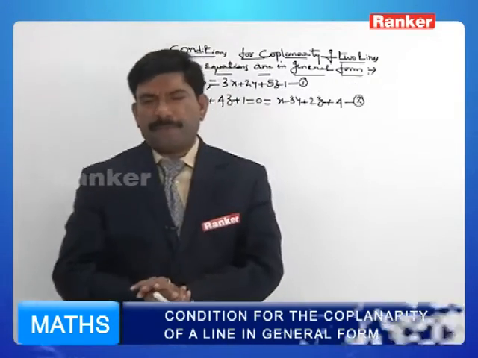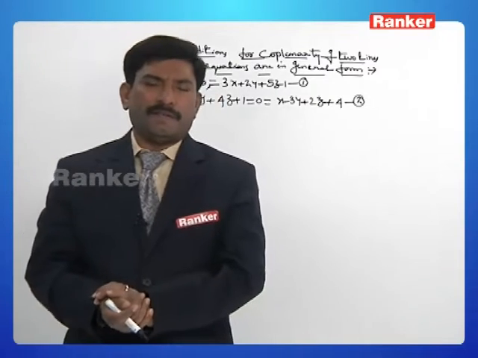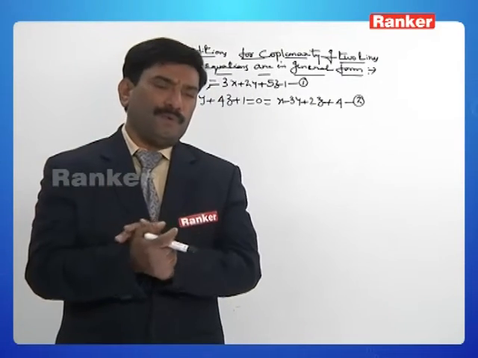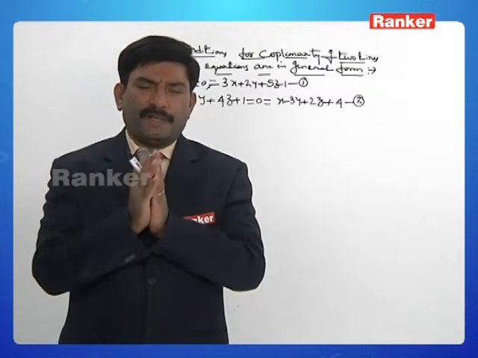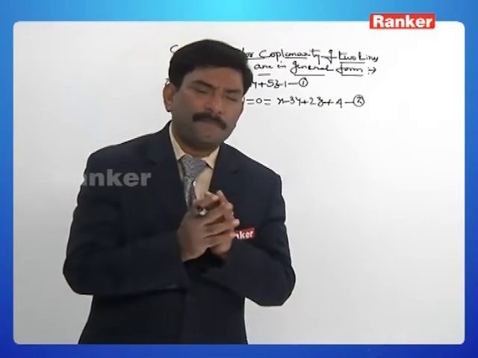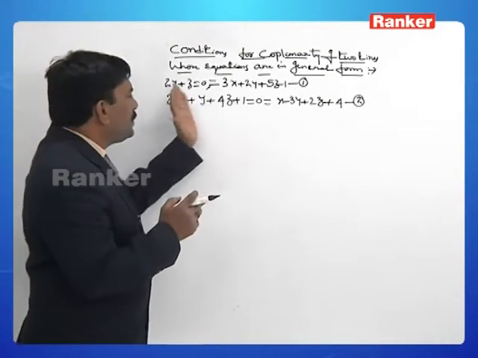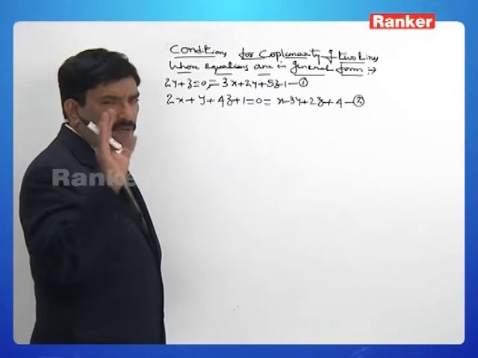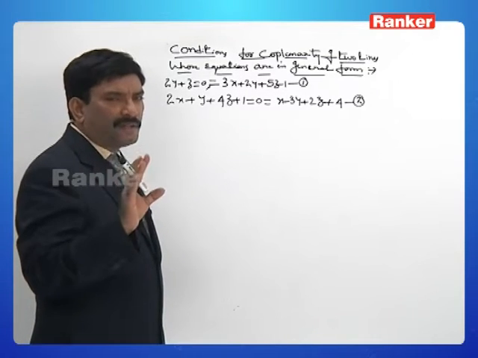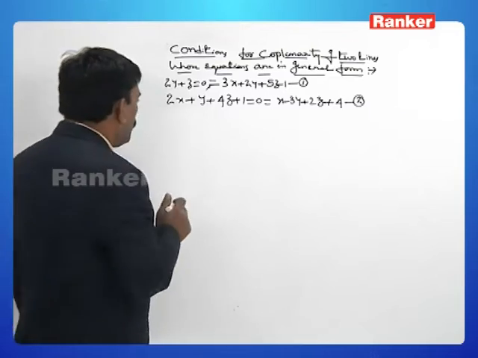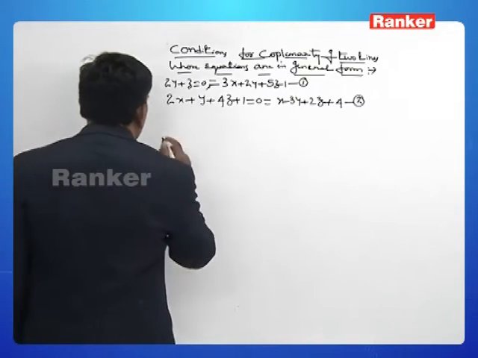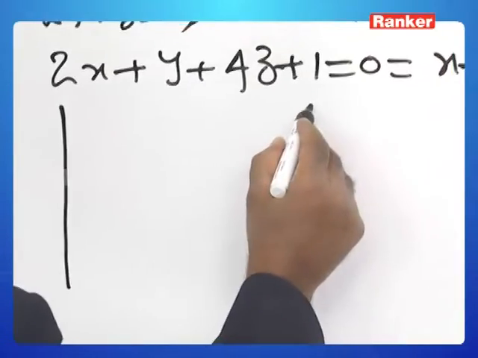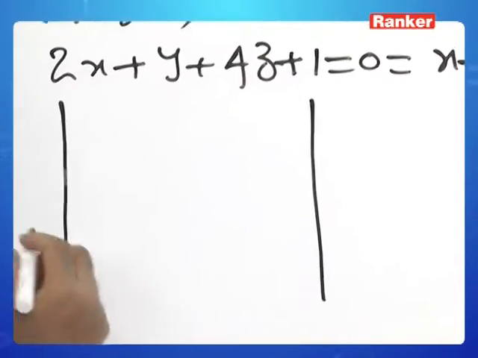Yes, students, let us recall the concept of how to prove two lines which are in a general form as coplanar. I have taken two lines which are in general form. I have to show that they are coplanar, first and foremost condition. First question is, now you write down, the condition for the coplanarity is A1, B1, C1. I have to show that it is equal to 0.